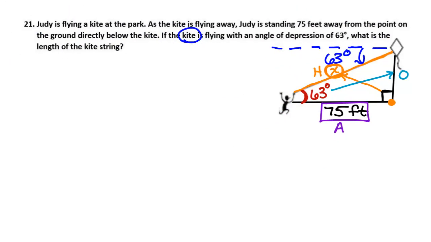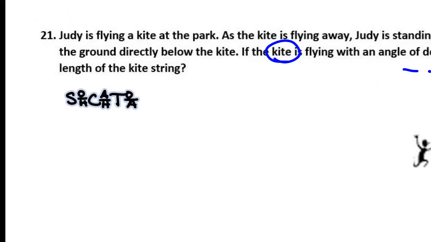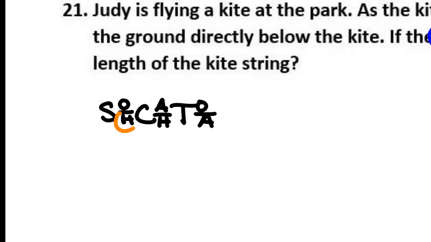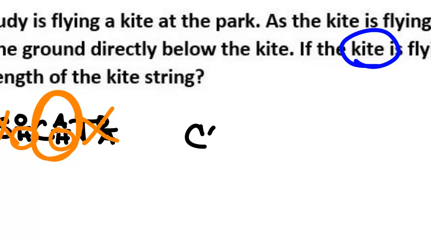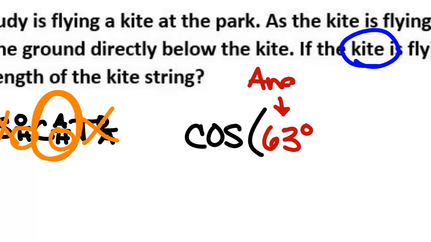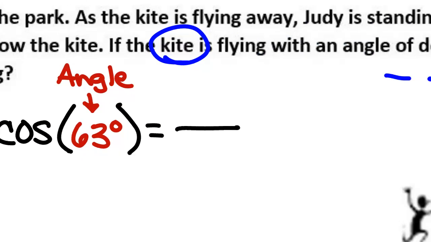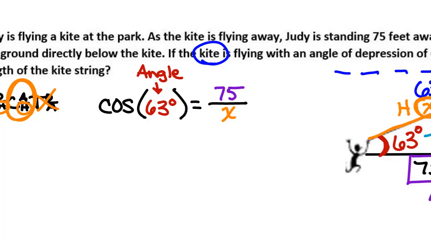So SOHCAHTOA once again. We are looking for the hypotenuse, so it has to be either sine or cosine. I can't be using tangent since I want that hypotenuse. And we have the adjacent side, so that means we're going to use cosine. So cosine of our angle, which is 63 degrees here, equals adjacent over hypotenuse. The adjacent side is 75. The hypotenuse is unknown, so we're going to call it x.